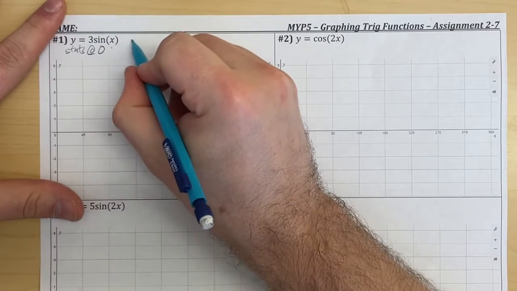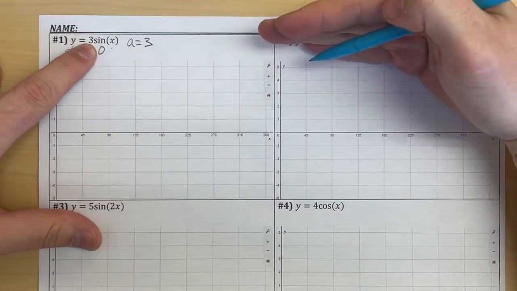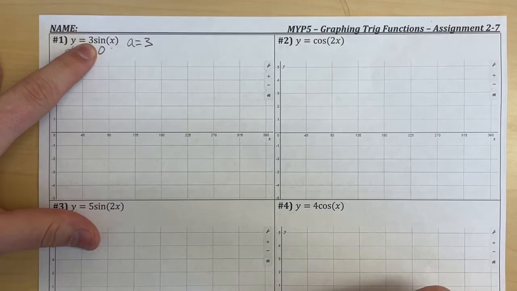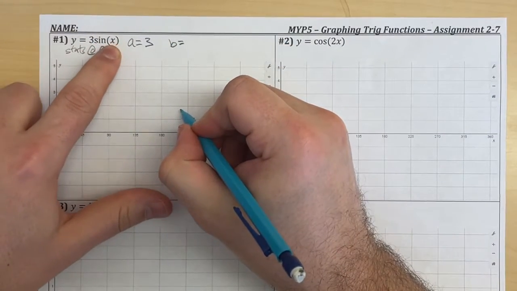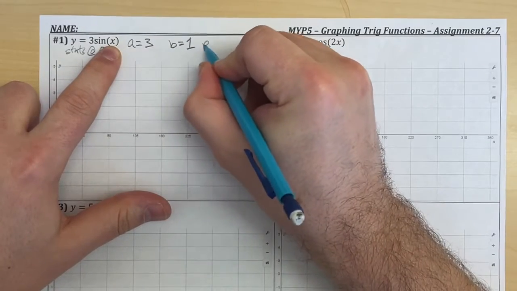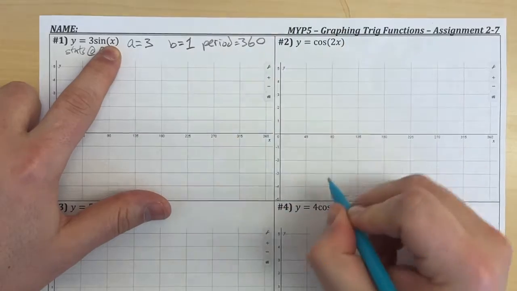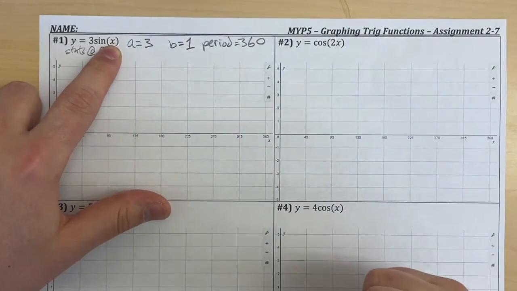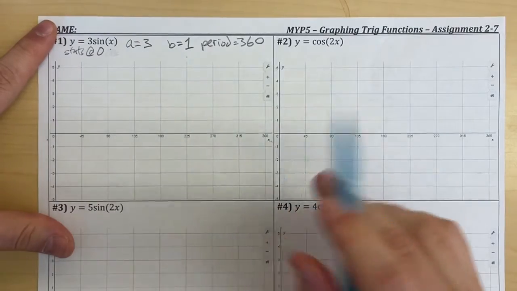So we're going to say our amplitude A for this one is going to be 3. So that means we go up to 3 and we go down to -3. We're going to have our value of B, which is attached to our angle amount. That's just going to be 1. So that means our period for this is going to be 360 degrees divided by 1, which is just 360. So that means that I'm going to have one peak from 0 to 360.